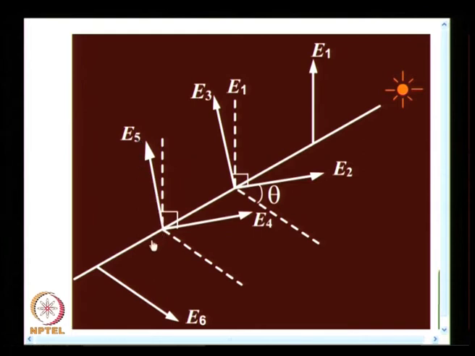Then I represent the analyzer, which is kept horizontal. The polarizing axis of the analyzer is horizontal, and I call this axis E6. So, what I need to do is write the light vector for E1, find out how I write the light vector at E2 and E3, then find out how to write E4 and E5, and finally look at only the component E6 that is filtered by the analyzer.